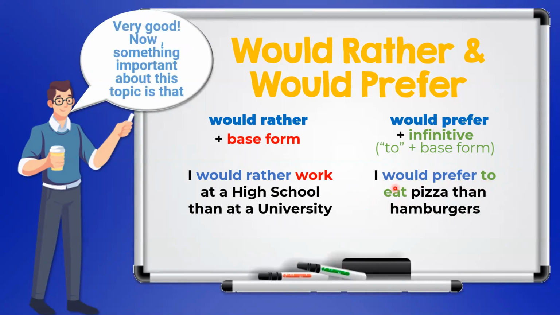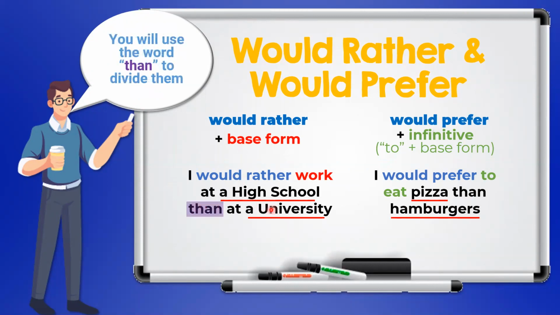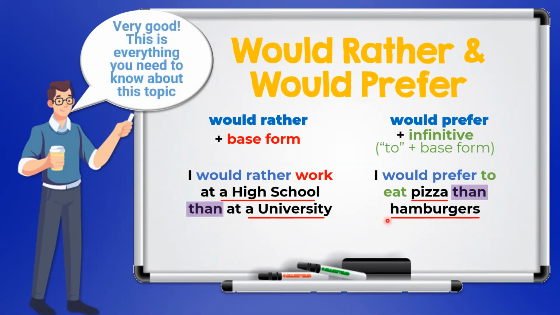Very good. Now, something important about this topic is that if you are comparing two objects in the sentence, like a high school with a university, pizza with hamburger, you're going to use the word than to divide them. I would rather work at a high school than at a university. I would prefer to eat pizza than hamburgers. Very good. This is everything you need to know about this topic.